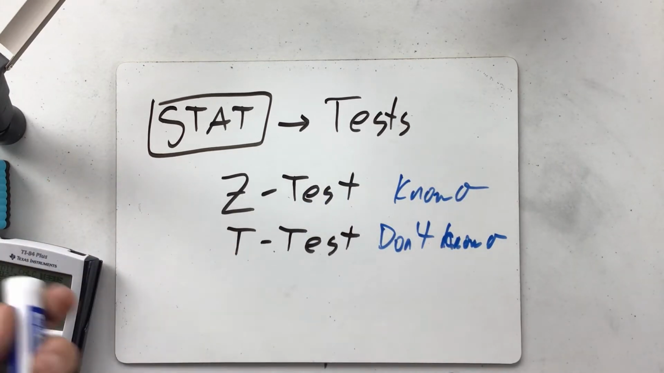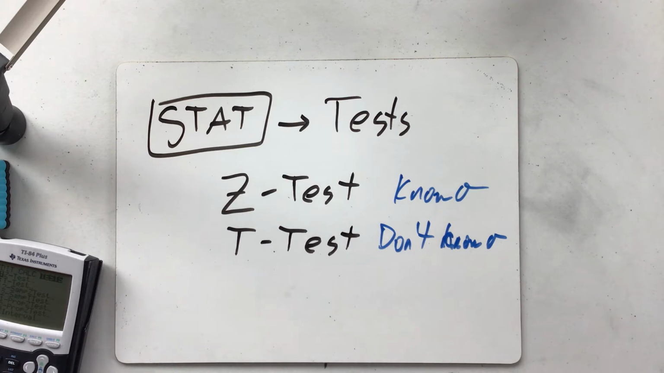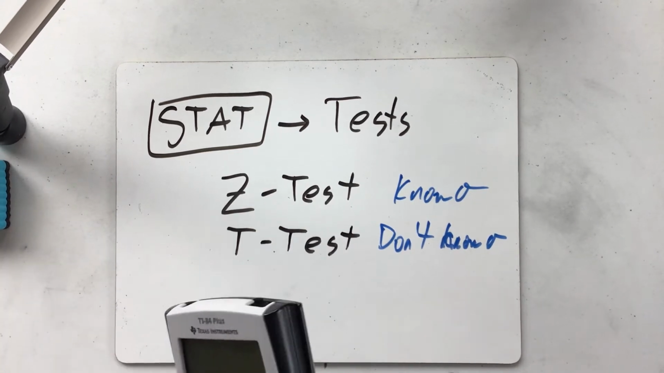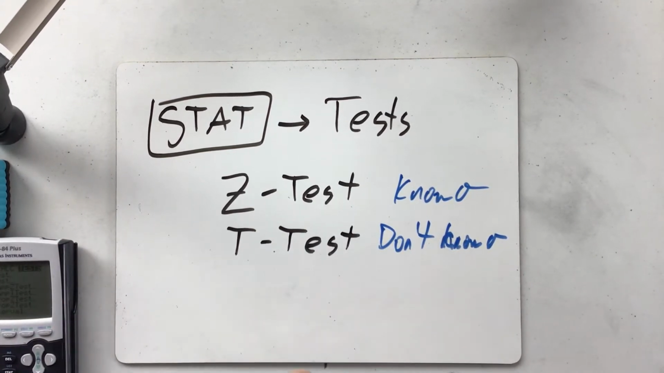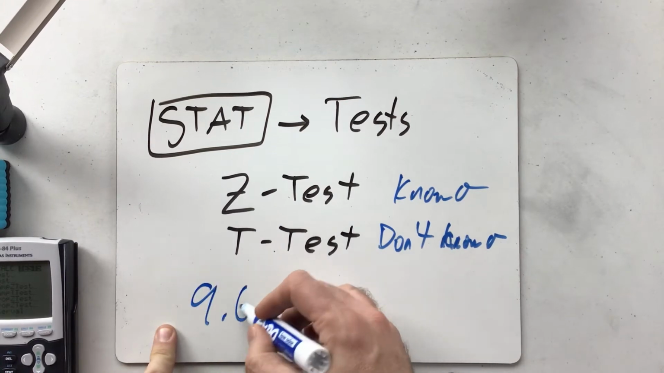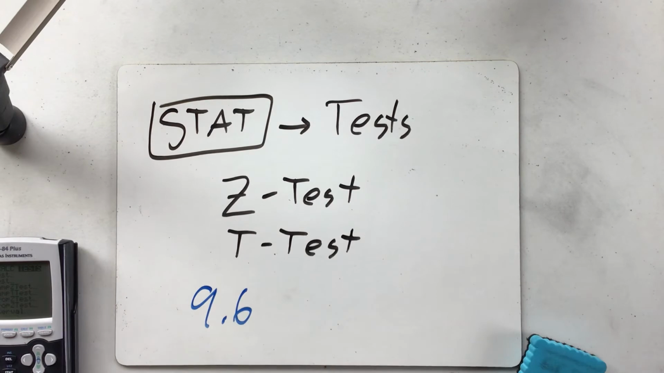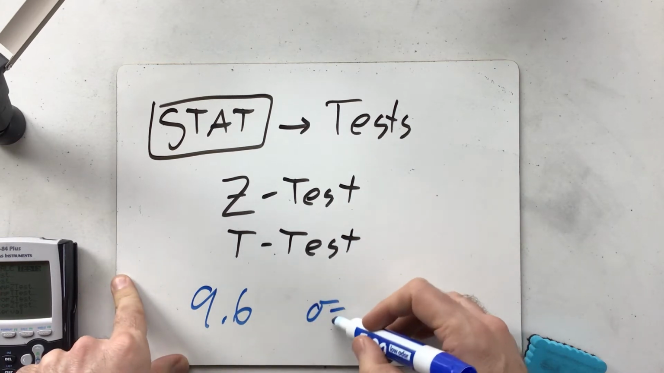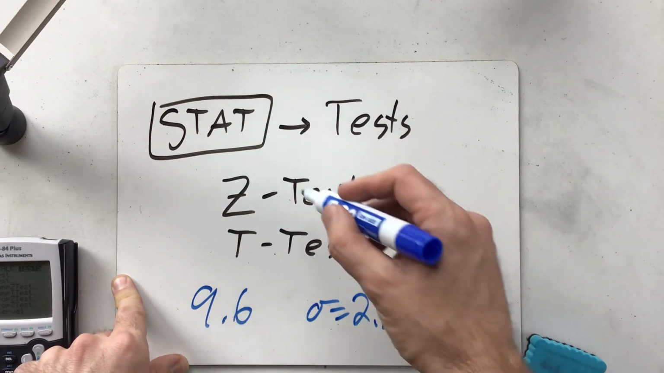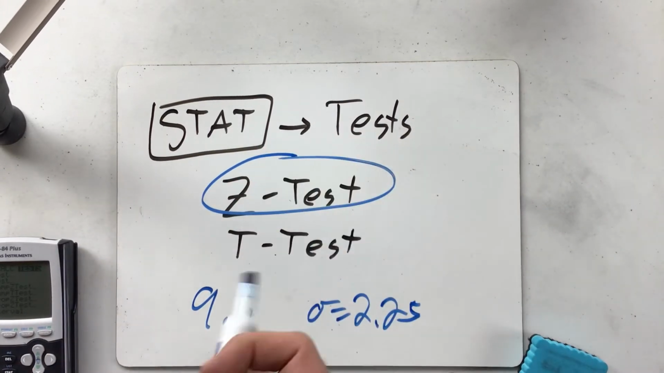Okay, let's try two of the problems that we did before. So let's start with problem 9.6. And 9.6 is where we have a car dealership that knows that it sells an average of 5-point cars with a standard deviation of 2.25. And so we know that our standard deviation, sigma, equals 2.25, so we're going to choose z-test for this one.